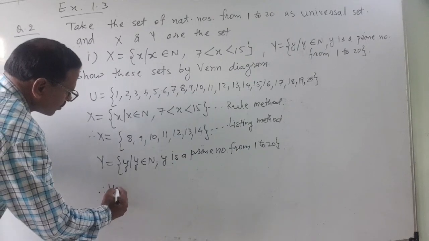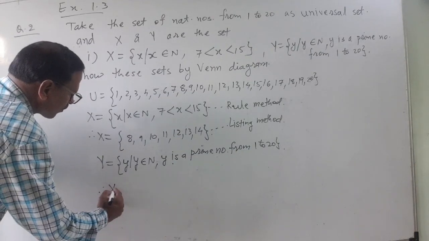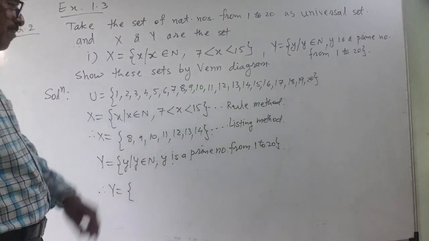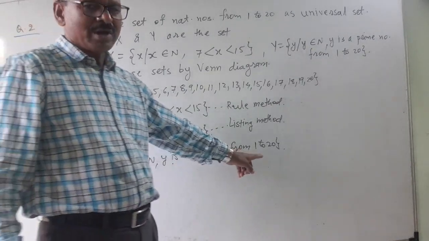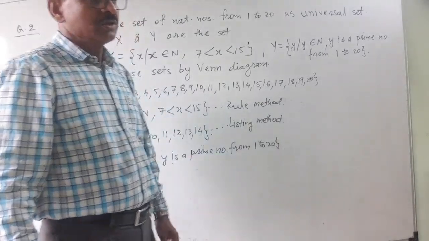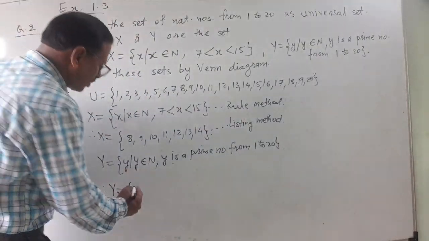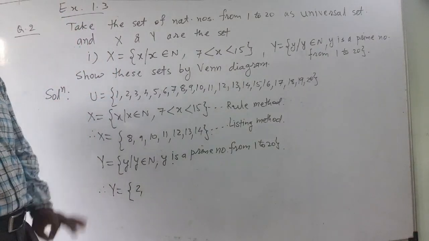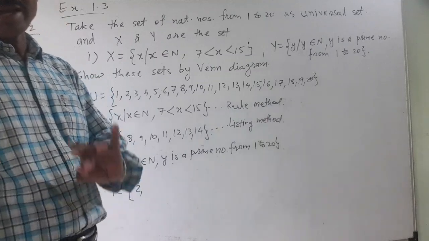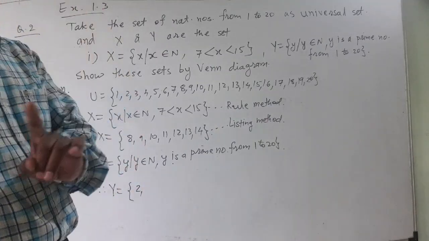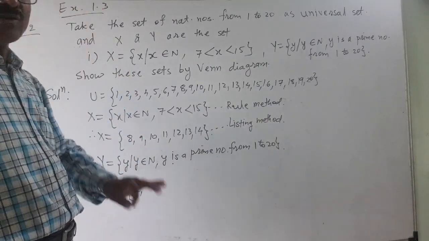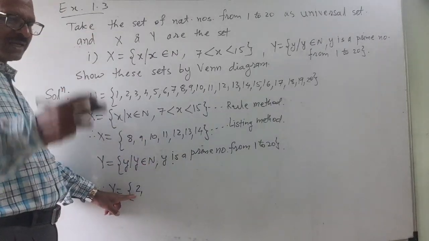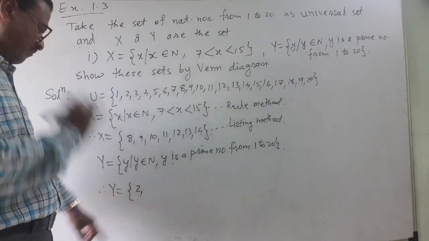Therefore, Y is equal to, prime numbers. Is 1 a prime number? No. Is 2 a prime number? Yes. 2 is the even prime number. It is the only even prime number, 2. What is a prime number? Which are not divisible by any other number. It is divisible only by itself and only by 1. So this is not divisible by any other number other than itself and 1.